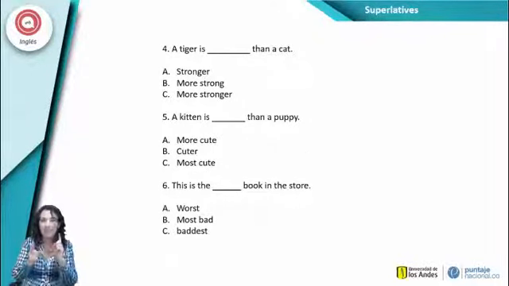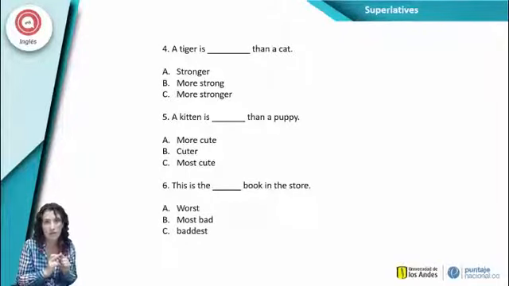¿Por qué no ponemos doble T? Porque aquí esta palabra tiene dos sonidos, ¿sí? Cute. Tiene dos sílabas. Si tuviera una sola, tendríamos que doblar la T. Pero como no, entonces no hay necesidad. Y como termina en E, lo único que tenemos que agregarle es la R. Cuter. ¿Está claro?